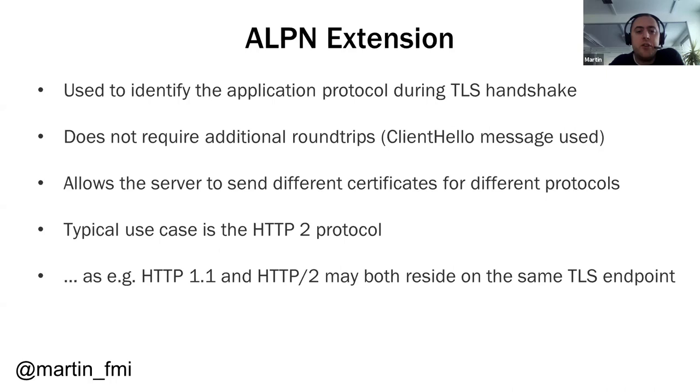In addition to that, it allows the server to also send different public certificates based on the different application protocols being negotiated between the client and the server. A typical use case is if you have, for example, a server that supports both HTTP 1.1 and HTTP 2 versions of the protocol. However, different clients support different versions of the HTTP protocol. In that case, when those clients establish TLS communication with the server, they can use any of the HTTP versions that they support. And ALPN comes to the rescue in that case.